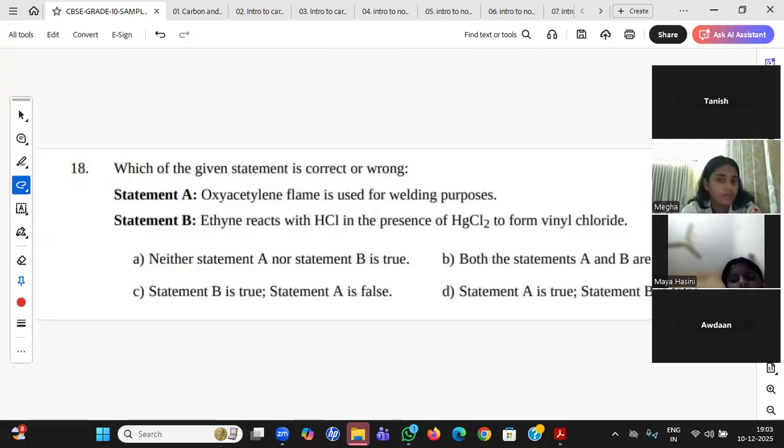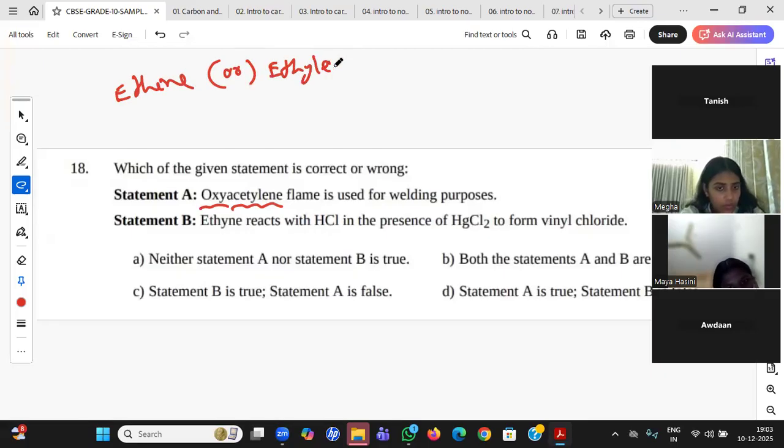Yes. Maya, are you able to understand the question? No? Okay, I'll help you, Maya. Oxyacetylene. Okay. So, student, ethene is also known as ethylene. Yesterday we have read up to here. Now it is also known as acetylene. All the three are same, student.